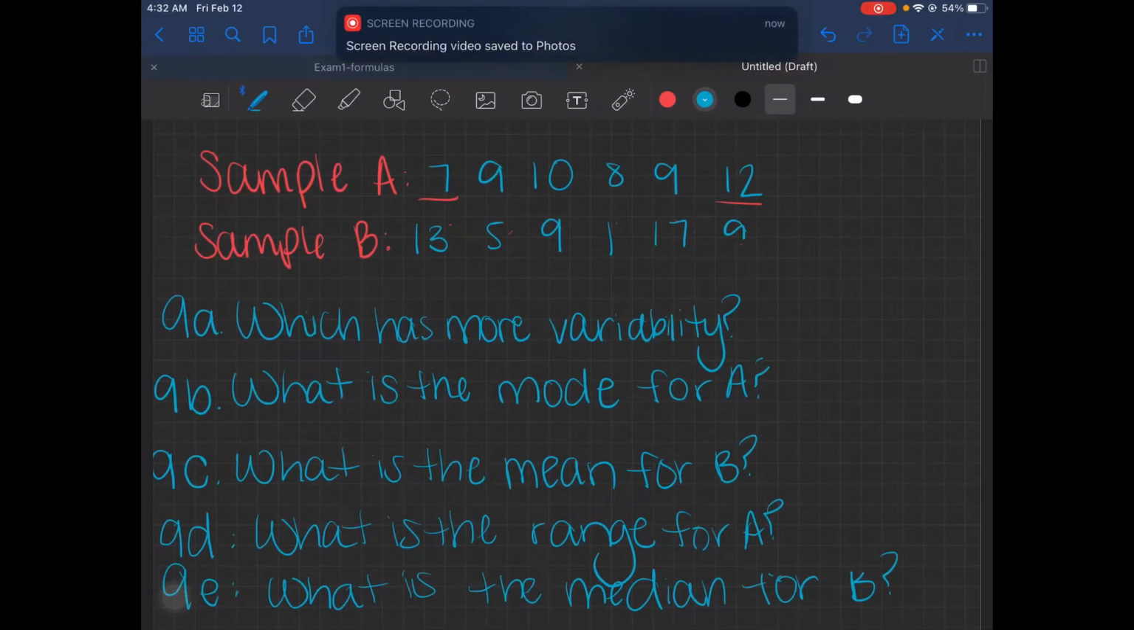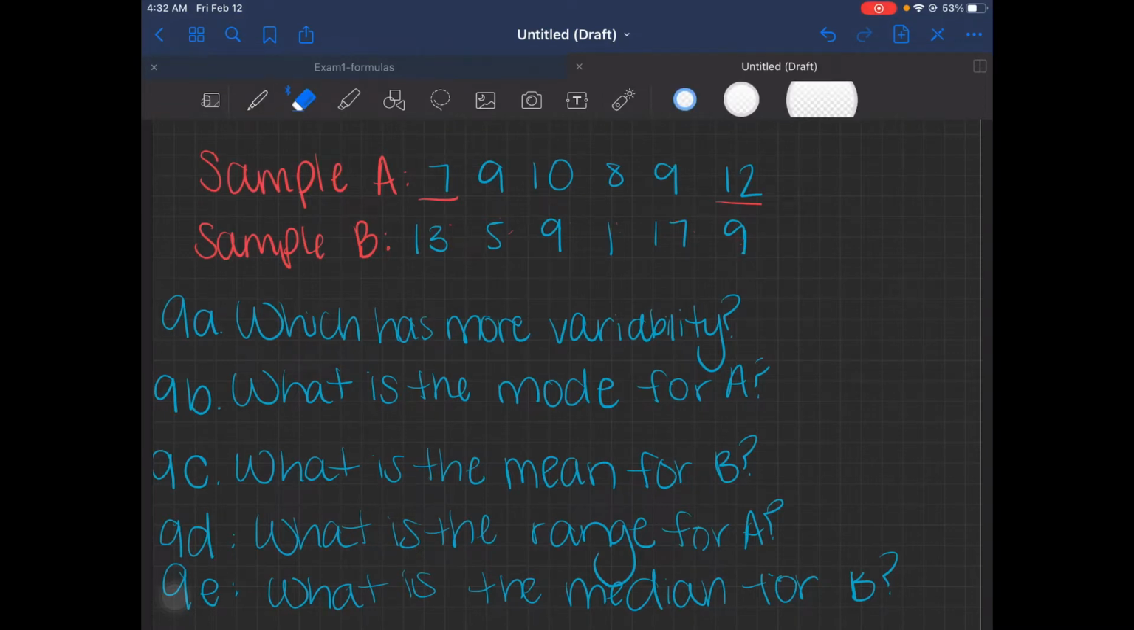Hi guys, in this video I'm going to be going over some questions from the worksheet for chapters 4 and 5 in the homework packet. I'm going to go over question 9, which has several parts to it. So this question has two samples here with some x values in it, and we're just going to answer some questions about these samples.